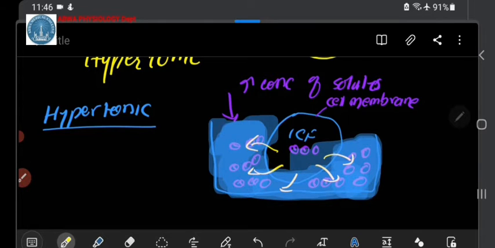So this causes the cell to shrink down. It will squeeze the cell because all the water has been drained from it. This is a typical example of hypertonic.